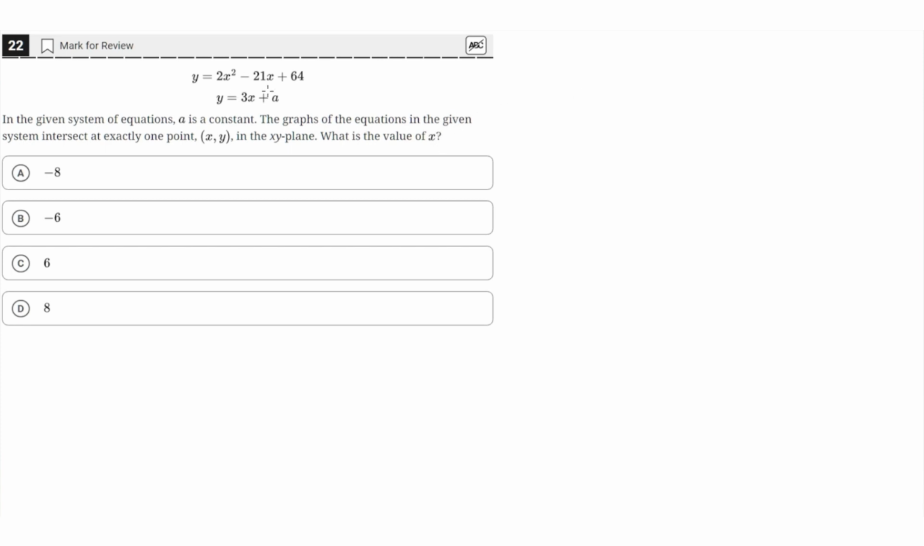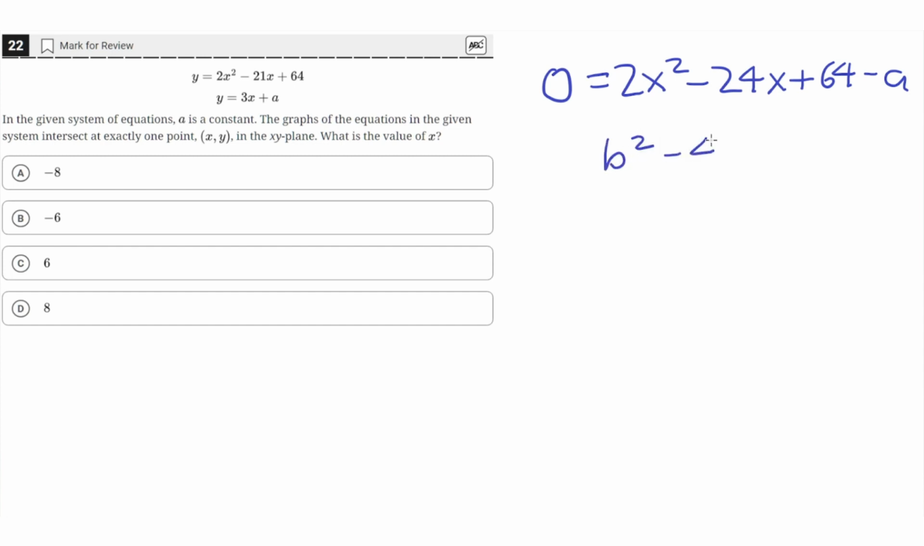To solve it mathematically, the first thing you would do is subtract these two equations. And when you subtract, you would get 0 equals 2x squared minus 24x plus 64 minus a. A key note here is that the discriminant, which is b squared minus 4ac, if this discriminant equals 0, then the system has only one solution, which is the relationship between these two equations. So we can simply plug in the numbers from this equation into this discriminant and then solve for a.